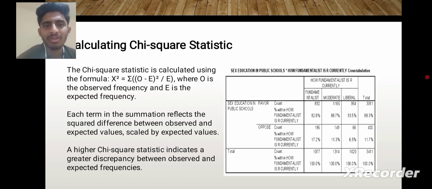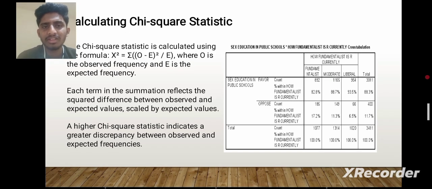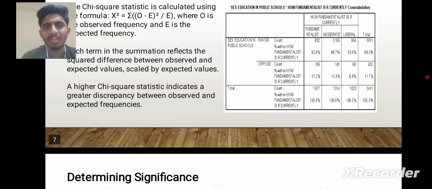A higher chi-square statistic indicates a greater discrepancy between observed and expected frequency.